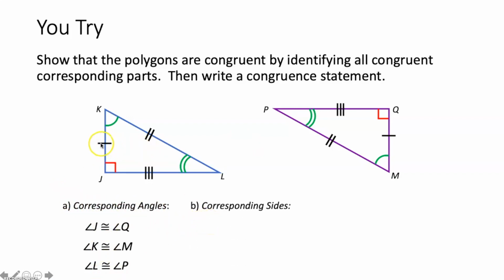Let's start with one tick mark over here. We know that segment JK or KJ has one tick mark, therefore it must be congruent to segment QM or MQ, because that also has one tick mark.